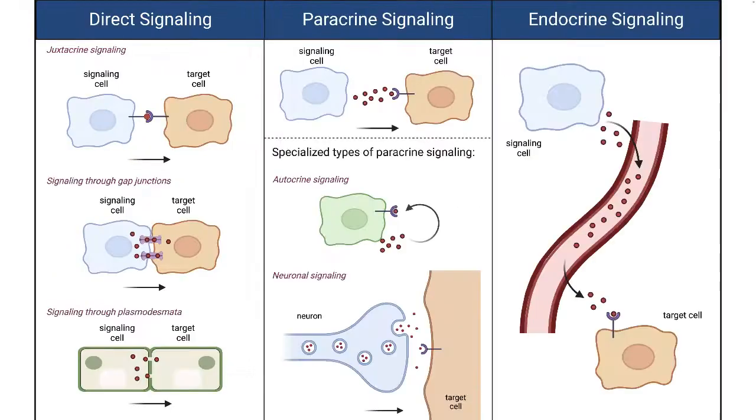These different types of signaling, direct, paracrine, and endocrine, give organisms fantastic versatility in how they coordinate cell function within a complex multicellular structure.